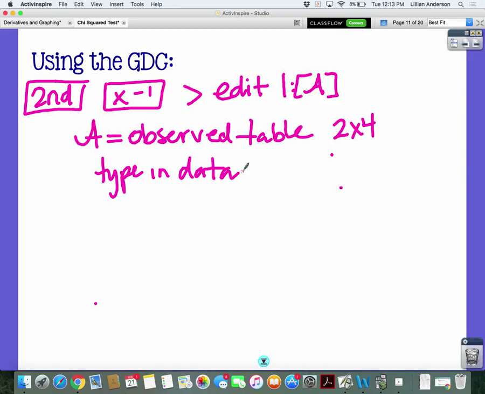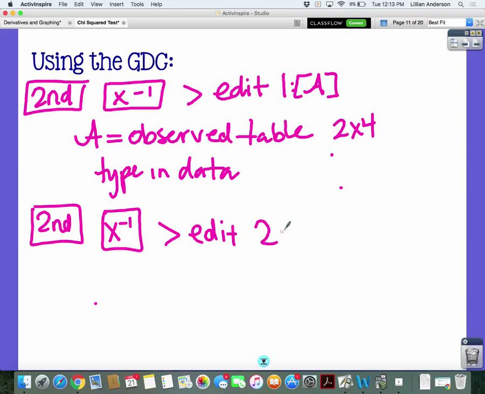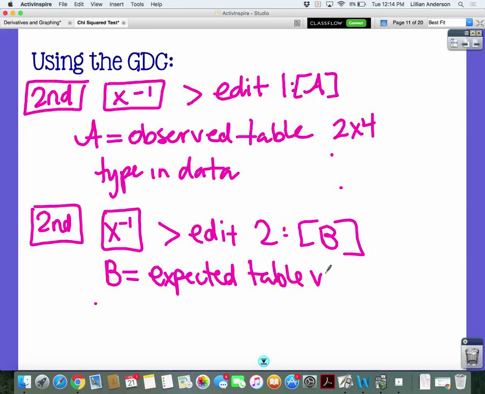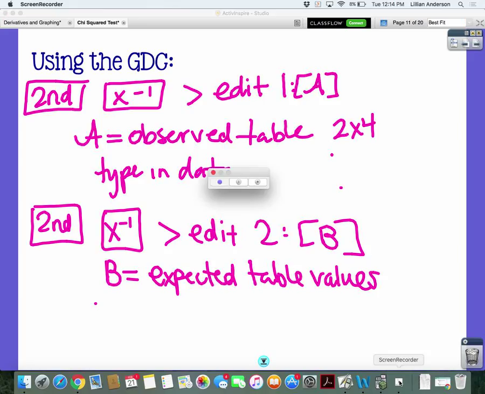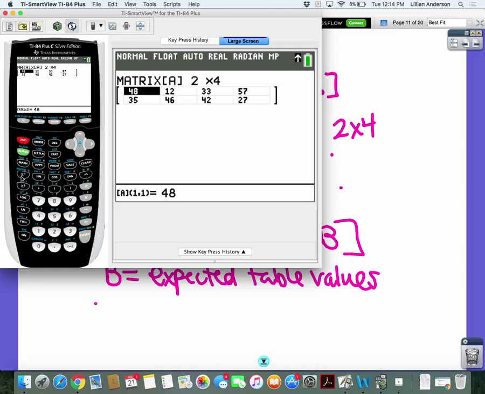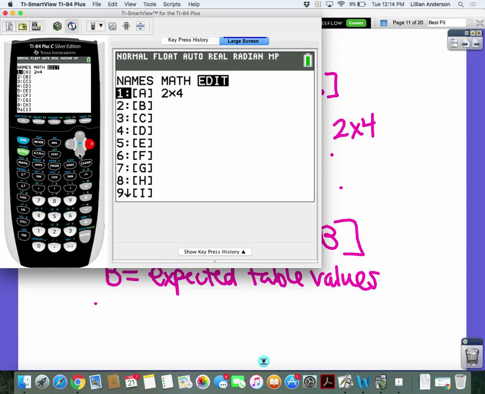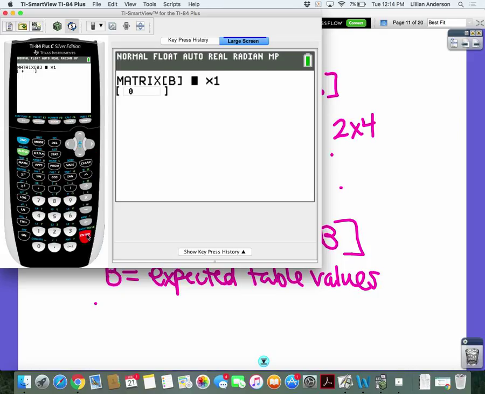Now we have to type in the data for our expected values. So we go back to second, we press X to the -1, and we go over to edit, but this time we're going to edit matrix B. And in matrix B, we're going to put in the expected table values. Those are the ones we found out. So I'm going to press second, X to the -1. I go over to edit. I go down to option 2, and I'm going to edit my B matrix.